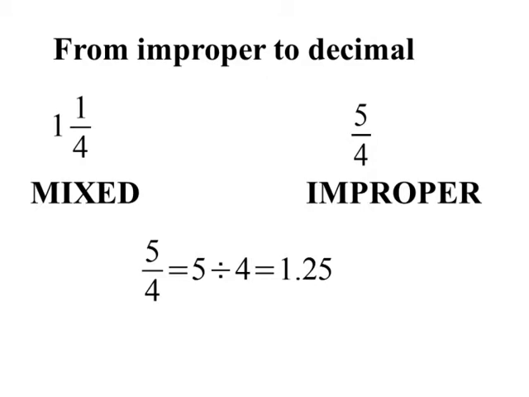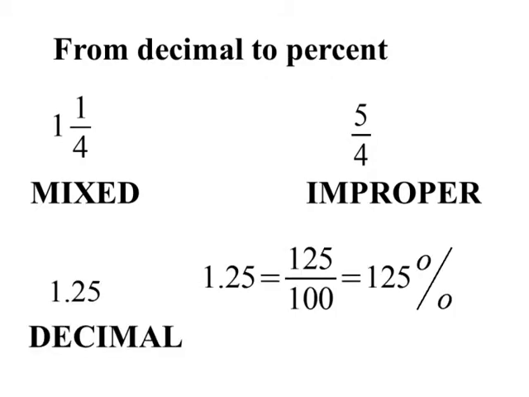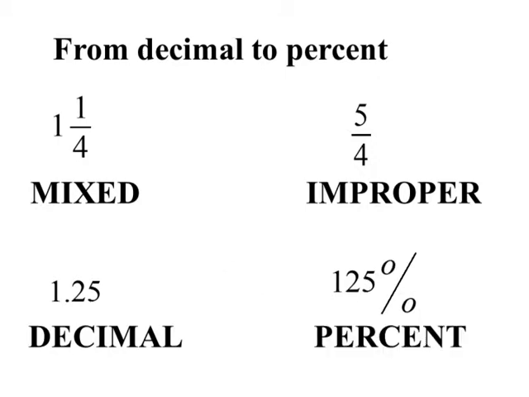Changing a decimal to a percent is even easier. We can either do it by moving the decimal point 2 places to the right, or by rewriting the decimal as a fraction with a denominator of 100. Percent means per 100.